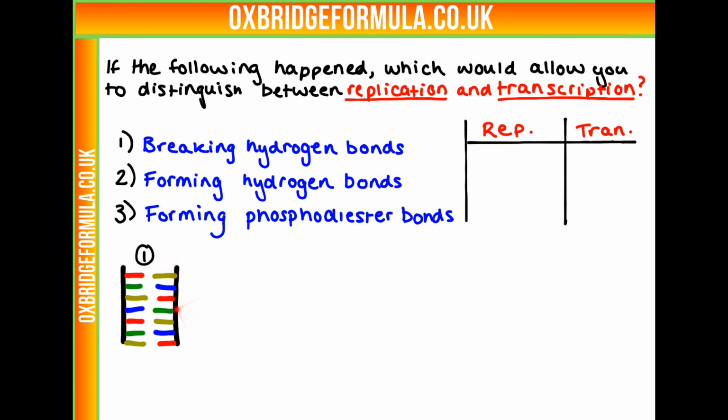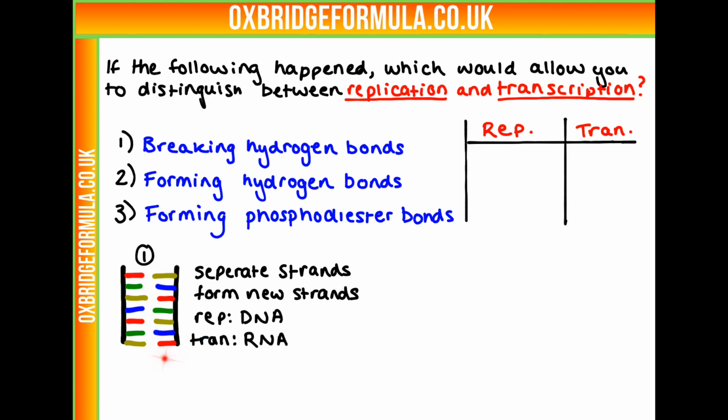So we're breaking our hydrogen bonds, we're breaking our bonds in the middle that are attaching our bases together. So we're separating the strands. And that's going to help us form our new strands. And does that happen in replication and transcription? Well, yeah, it does. In both cases, we need to separate our strands. In replication, we're separating it to form new DNA strands, and in transcription, we need to separate them to form an RNA strand. So yeah, this happens in both our processes.